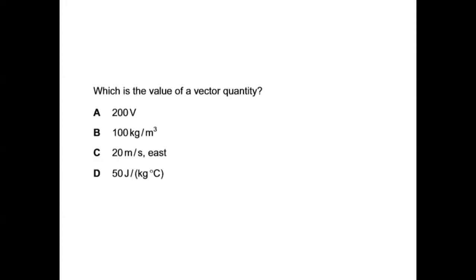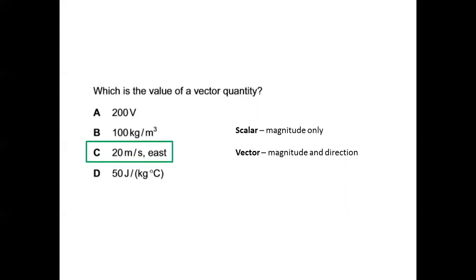Next, which is the value of a vector quantity? So again, quantities in physics can be classified as a scalar, which requires magnitude only, and vector, which requires both magnitude and direction. The magnitude refers to the measurement. So among the choices, only letter C indicates a direction, which is 20 meters per second, the magnitude, east is the direction. So this is a value for a vector quantity, specifically velocity.